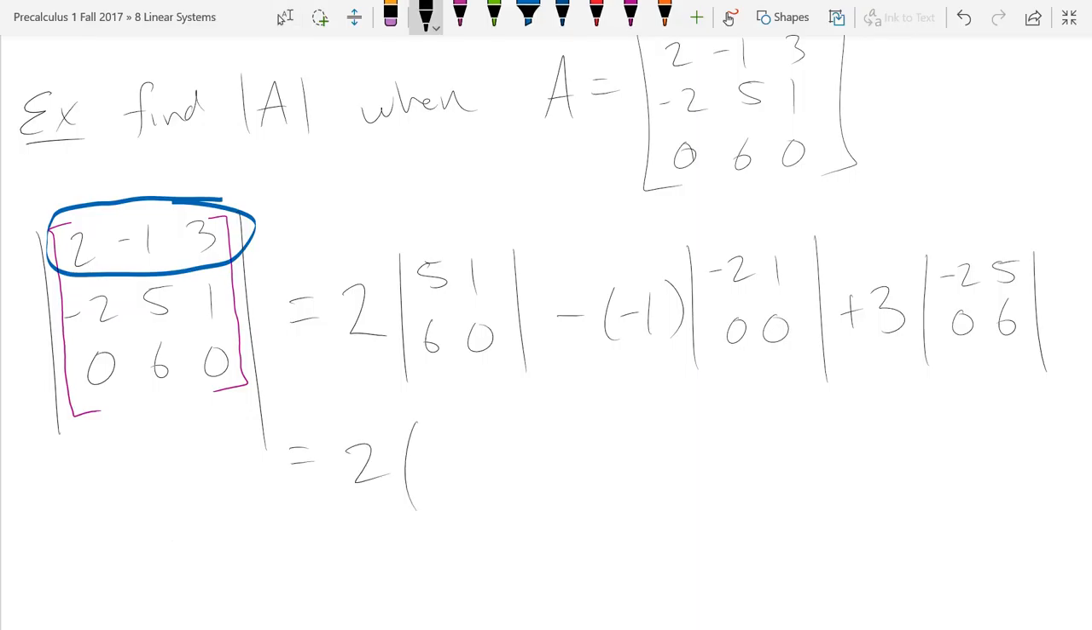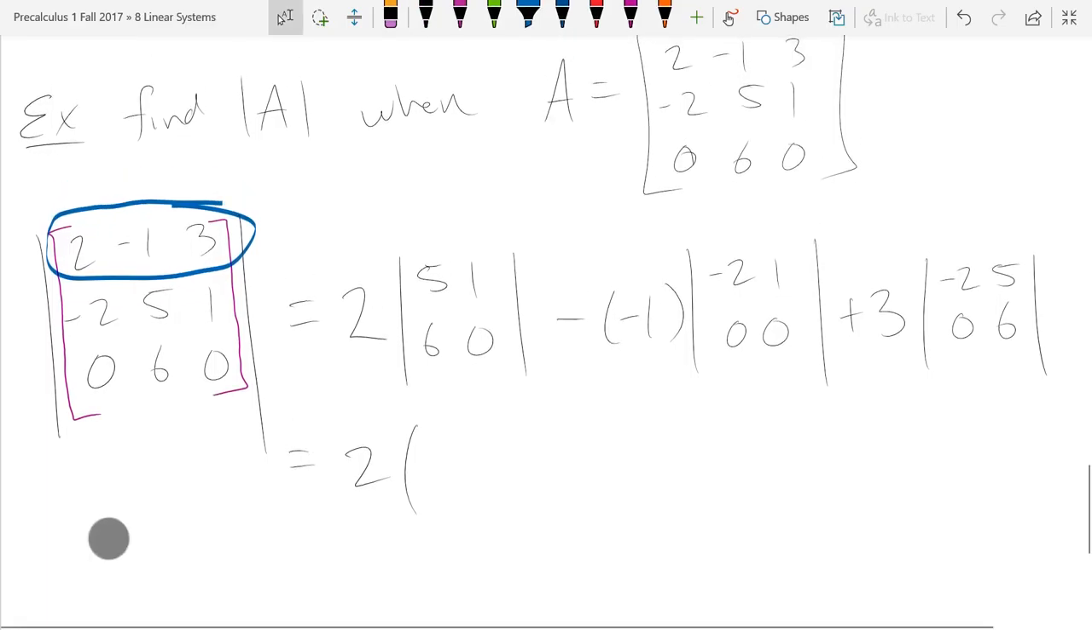So we don't distribute yet? No. And actually, you can't really distribute into determinants. Okay. You sort of can, and we'll see how that works, but it doesn't really work the way you might be thinking.